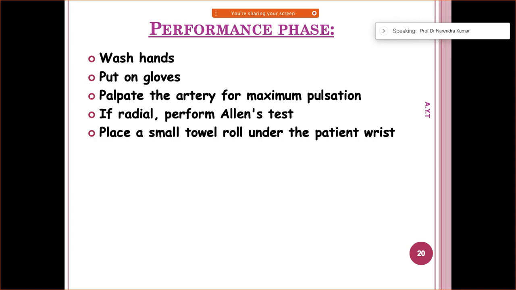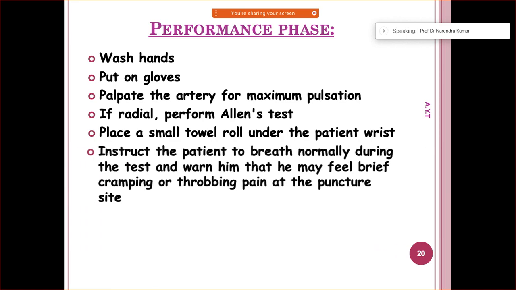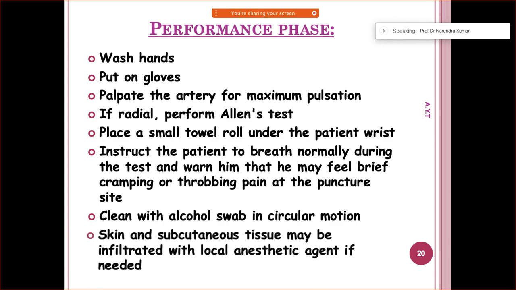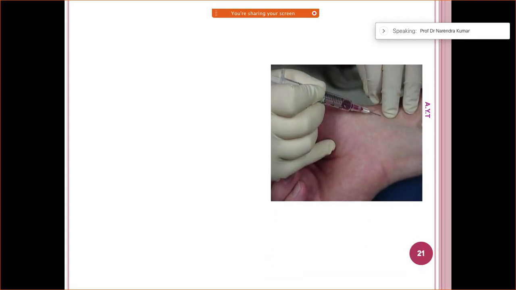This is very important because you want the patient to be comfortable as well. Ask the person to breathe normally during the test and warn them they may feel a little bit of throbbing pain or even cramping at the puncture site. Then clean with an alcohol swab in circular motion. And finally, skin and subcutaneous tissue may be infiltrated with local anesthetic agent. This is what I think we all can recall very well, those moments, okay?